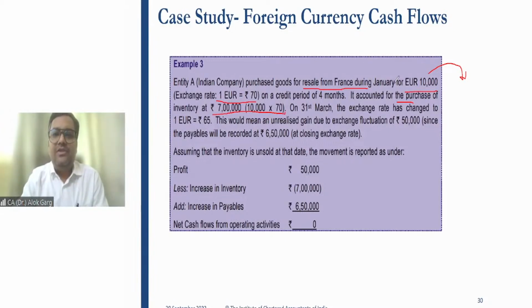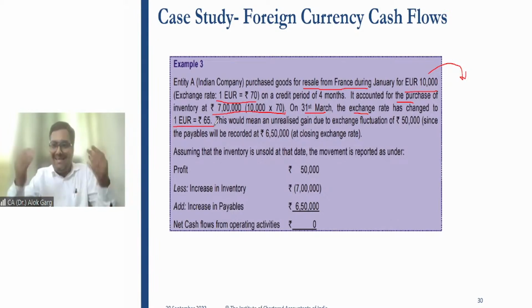And this was in January and the credit period was 4 months. So on 31st March, this transaction was outstanding to be paid. The exchange rate had changed to 1 euro equal to 65. From 70, it has reduced to 65. So friends, this foreign trade payable, since it is a monetary liability, a monetary item, is required to be restated, right? So what is the accounting entry on 31st March? Because the company got a benefit. Now the company does not need to pay 70. The company is required to pay 65. Okay, so 1 euro equal to 65 rupees.